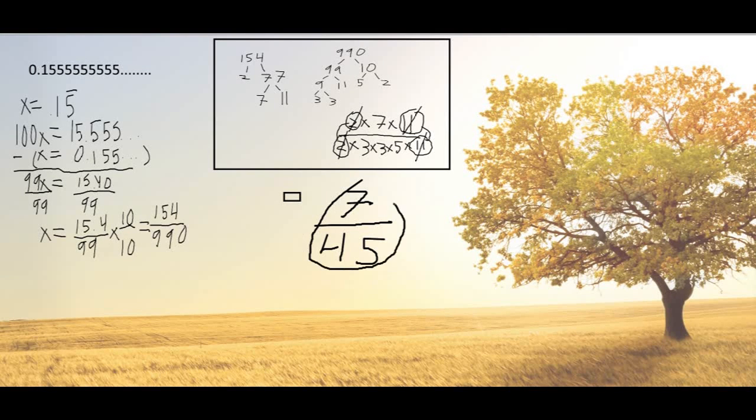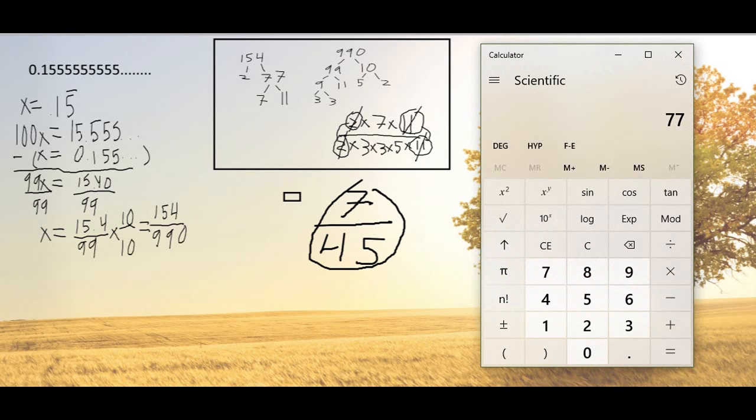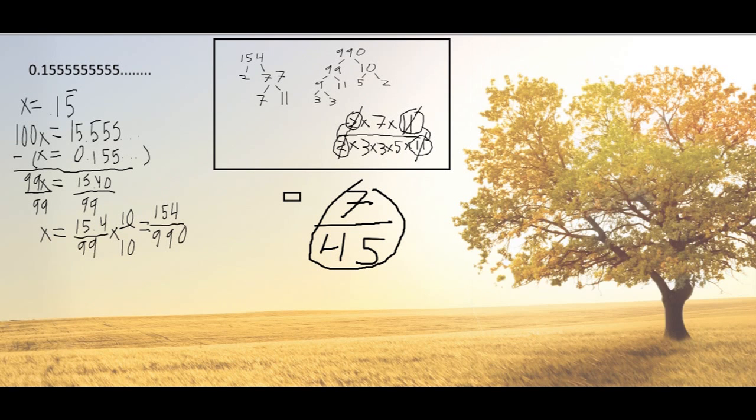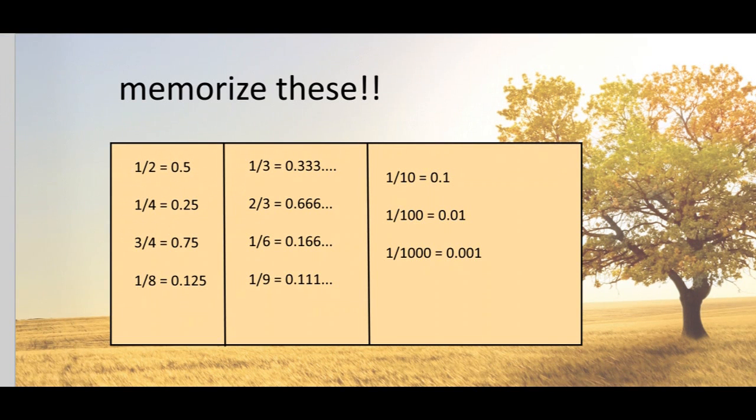But let's check it on our handy dandy calculator. So I get 7 divided by 45, and I get 0.15555, which is what I started with, so I'm right. But if you don't want to do all that, you can memorize some of them. Go ahead and pause this and write these down in your notebook.